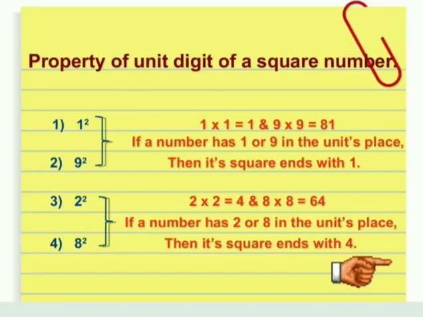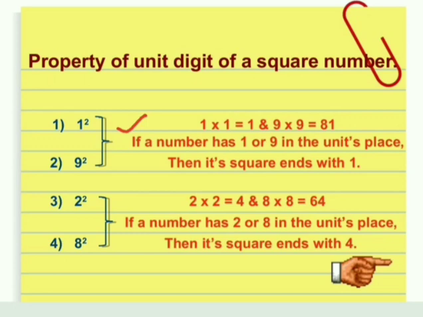We'll study some of the properties of a square number. So the first one is the property of the unit digit of a square number. This one is the first property. If a number has 1 or 9 in the unit place, then its square ends with 1.